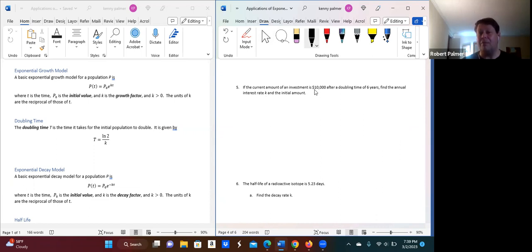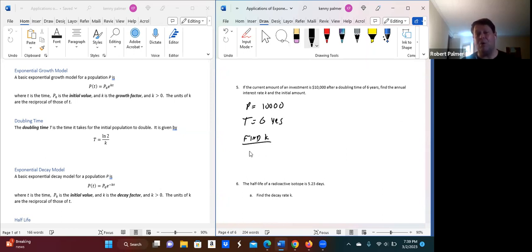So now the current amount, what does that mean? Well, if I said the initial amount, that would be your P0. So the current amount would just be your P. Okay, so P is equal to 10,000. So this time we're changing the idea of it. The doubling time, T, is equal to 6 years. Now we want to find K. Let's find that first. Okay, we can actually do that.